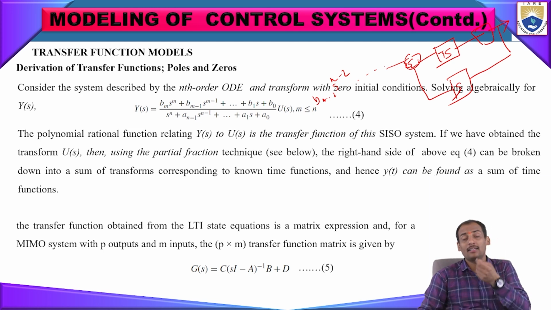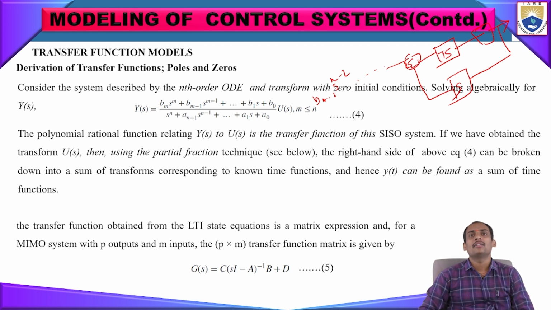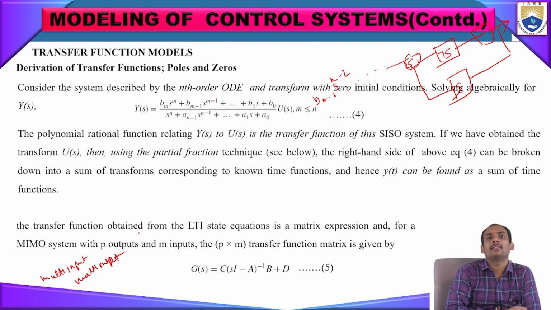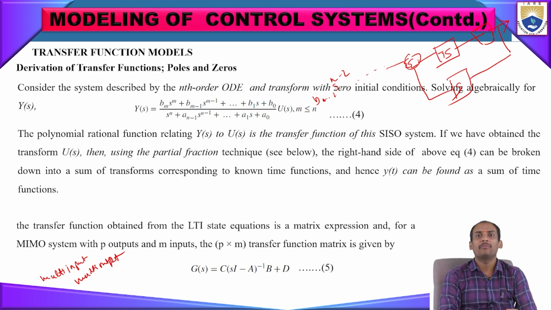Suppose previously we said that the LTI linear time invariant equation in the matrix expression can be having like that. So suppose if we consider a MIMO system, MIMO means what? Multi input, multi output. So suppose if that function we have considered, and if it is having a p by m matrix, then the function will be like what? G of s will be equal to C into (sI minus A) inverse B plus D.